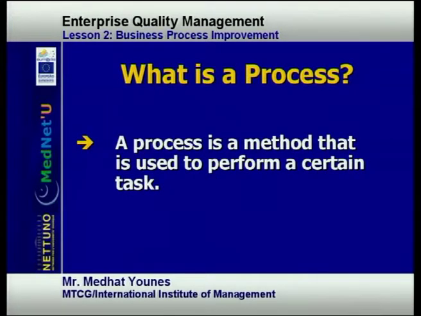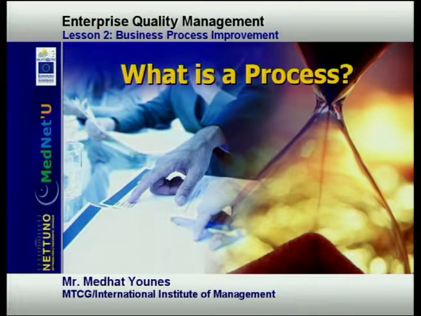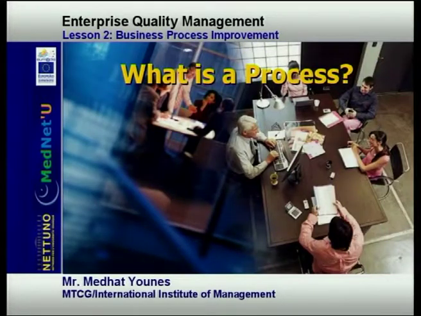What is a process? A process is a method that's used to perform a certain task. Of course, work is accomplished in every organization through a set of processes. A process can consist of one step or hundreds of steps. A process is a sequence of actions with defined outcome. An outcome may include services, products, or a combination of both.